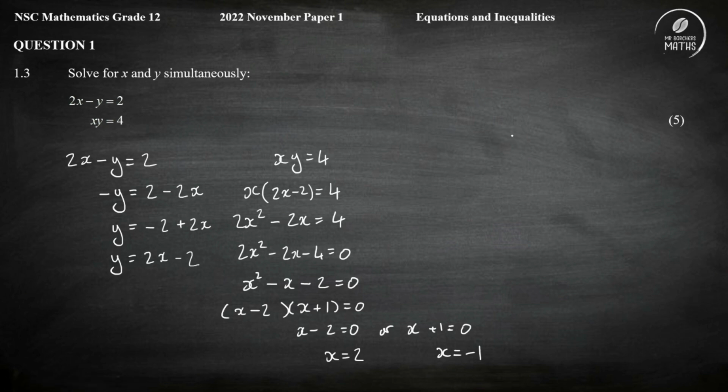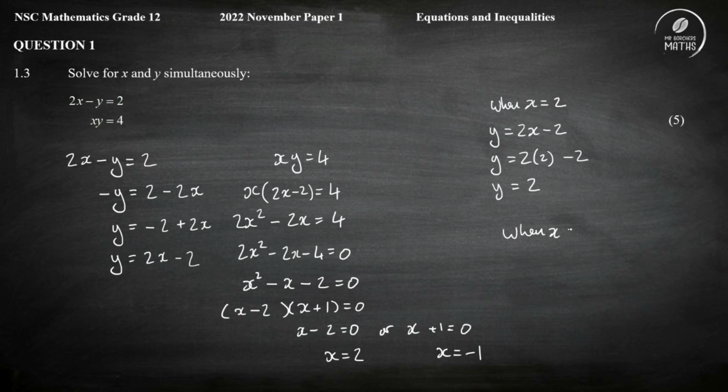Let's make a start with x equals 2. So when x equals 2 and y equals 2x minus 2, that would mean that y is equal to 2 multiplied by 2 minus 2, which is just 2. 2 times 2 is 4. Subtract 2 brings us back down to 2.